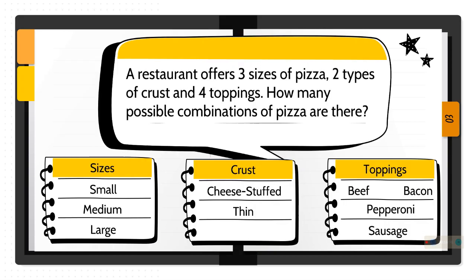Then for number 2, a restaurant offers 3 sizes of pizza, 2 types of crust, and 4 toppings. So, how many possible combinations of pizza are there? The sizes are small, medium, and large. The crusts available are the cheese stuffed and the thin. And the toppings available are the beef, bacon, pepperoni, and sausage. So, how many possible combinations of pizza are there?